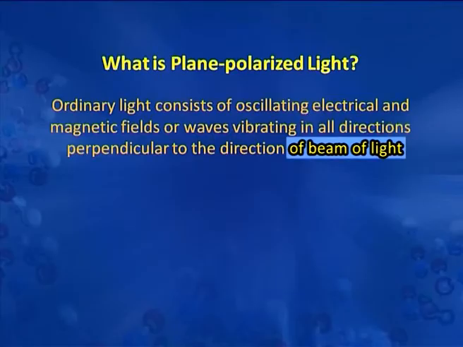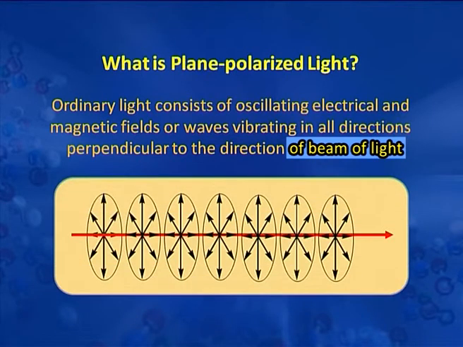We are familiar with the light, that is we call it the ordinary light. It consists of oscillating electrical and magnetic fields, or we can say the waves vibrating in all directions perpendicular to the direction of the beam of light. Say this is the beam of light shown in the red line. Then these are different directions in which it is oscillating.